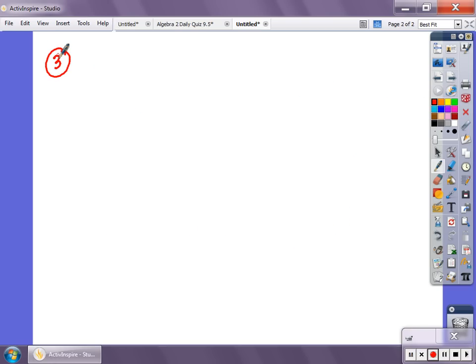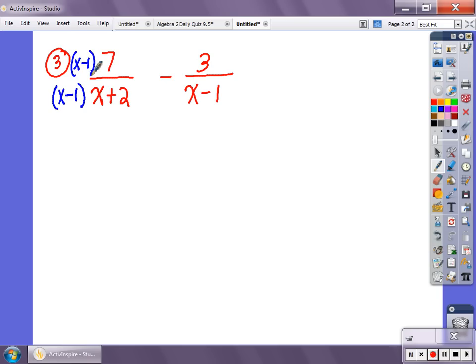For number 3, we have 7 over x plus 2, and we are subtracting 3 over x minus 1. Now remember, your denominators need to be exactly the same, and these clearly are not. And you can't, quote-unquote, add anything, so what we need to do is multiply. Now I'm looking here. This has an x minus 1. This does not. So I'm going to give this an x minus 1, but if I do it in the bottom, we have to do it in the top as well.